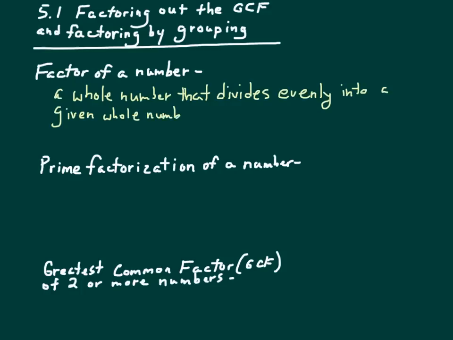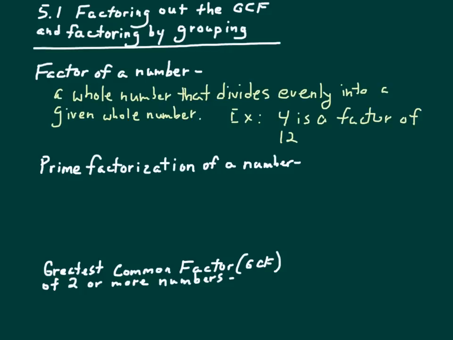So for example, 4 is a factor of 12. 4 is a factor of 12 because 4 divides evenly into 12. 12 divided by 4 is 3. There's no remainder.